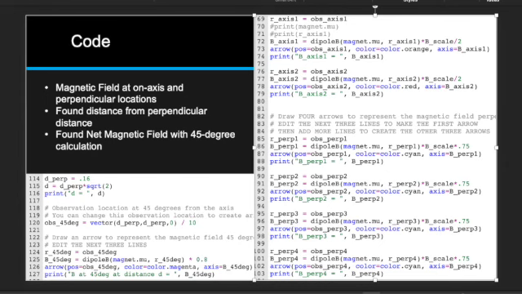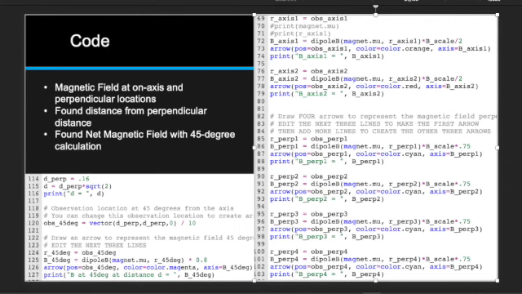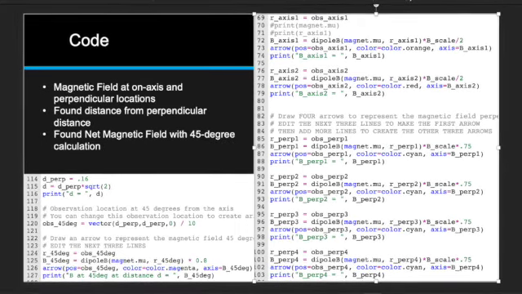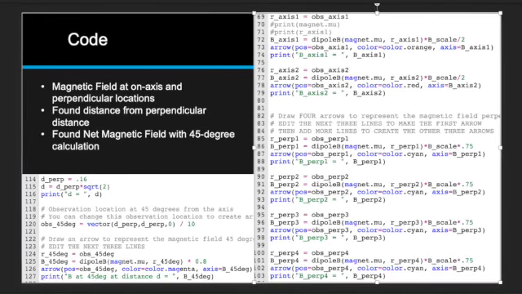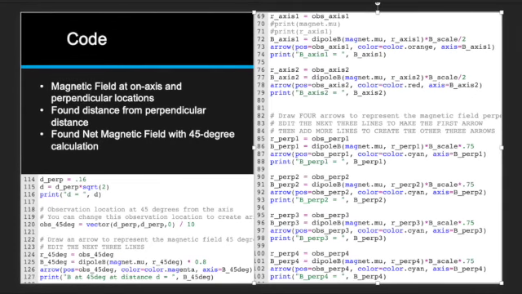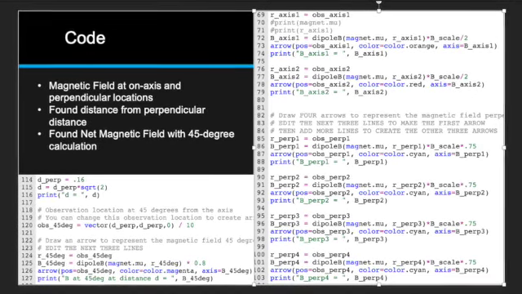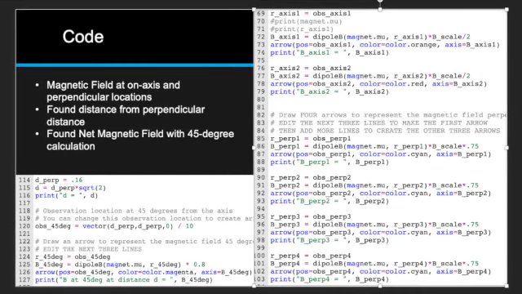Now for the code. For the code, we first had to find the 2 on-axis locations of the magnetic field and the 4 perpendicular locations of the magnetic field. For the on-axis locations, it was the observation axis 1 and 2, and we essentially just plugged in the formula from the dipole. We did the scale divided by 2 just so the arrows could be seen, and these were in orange and red.